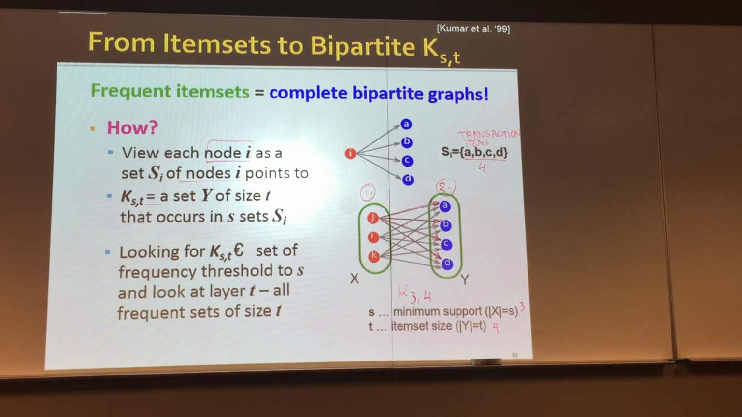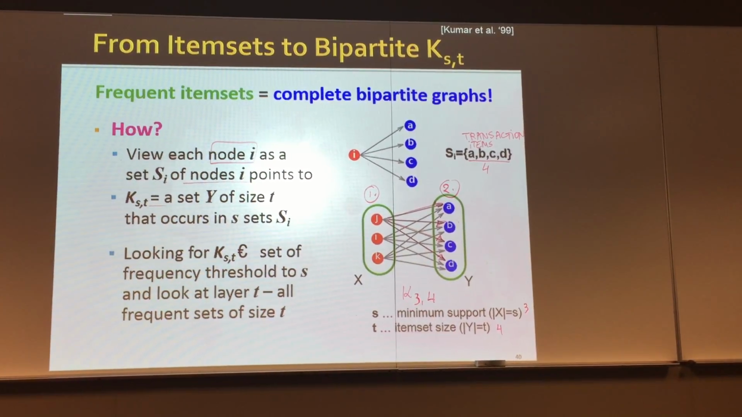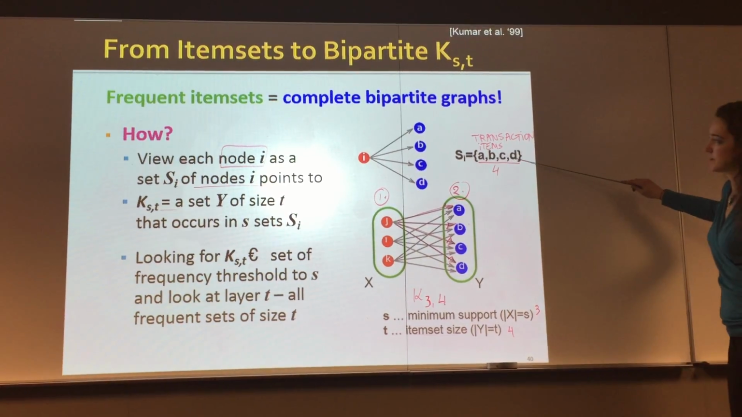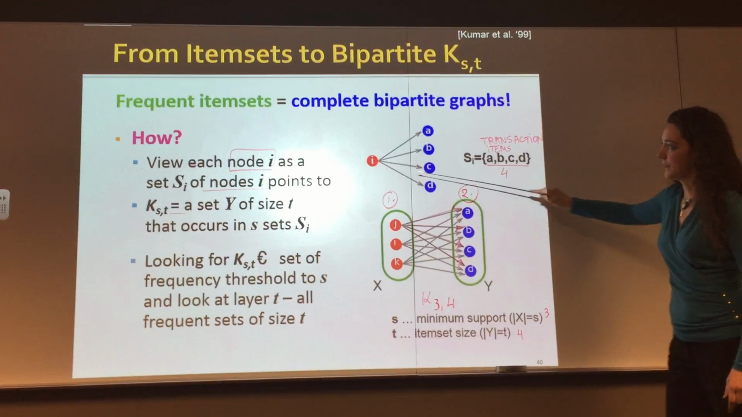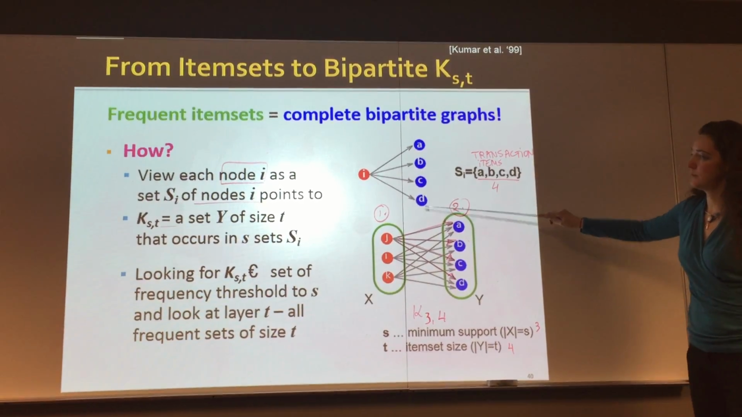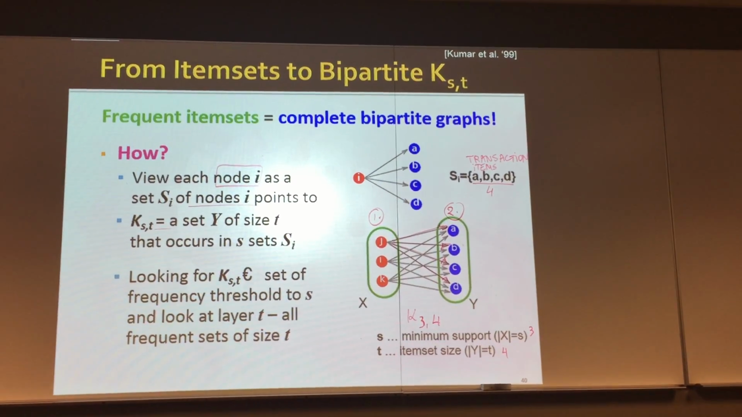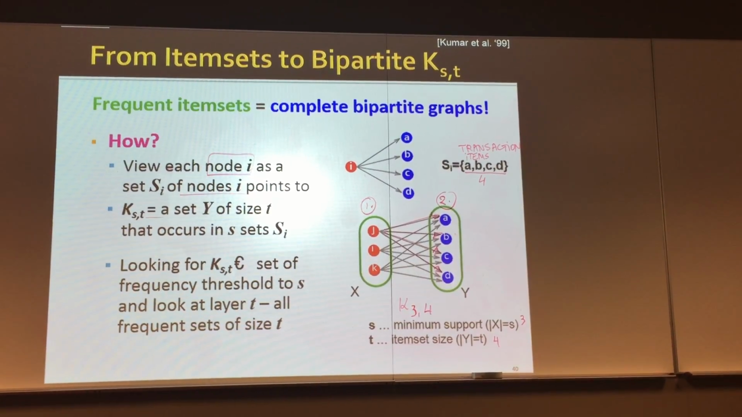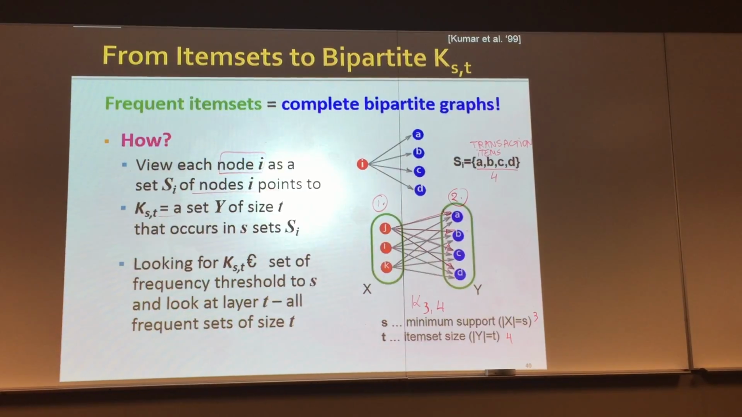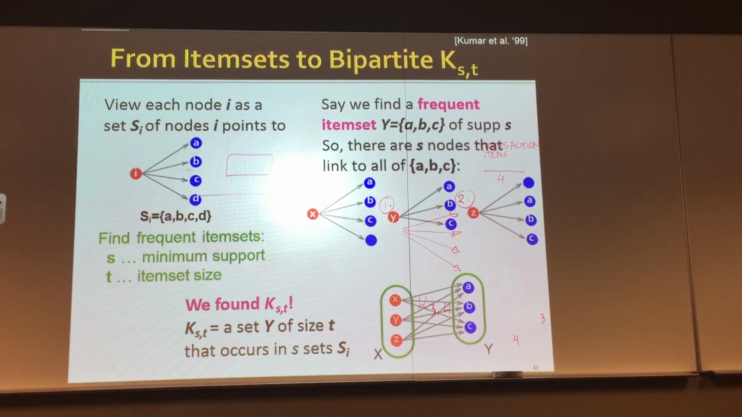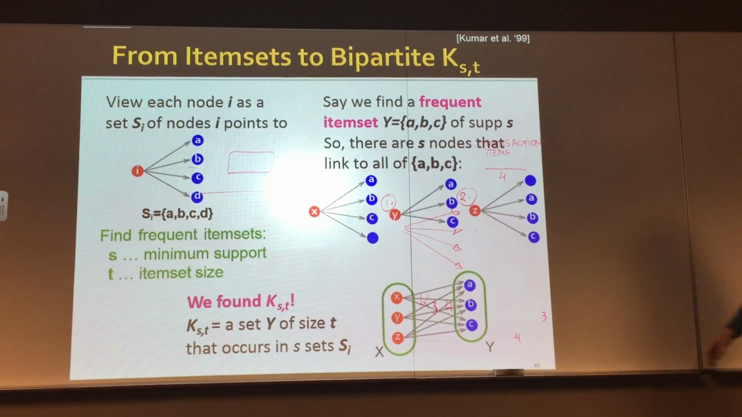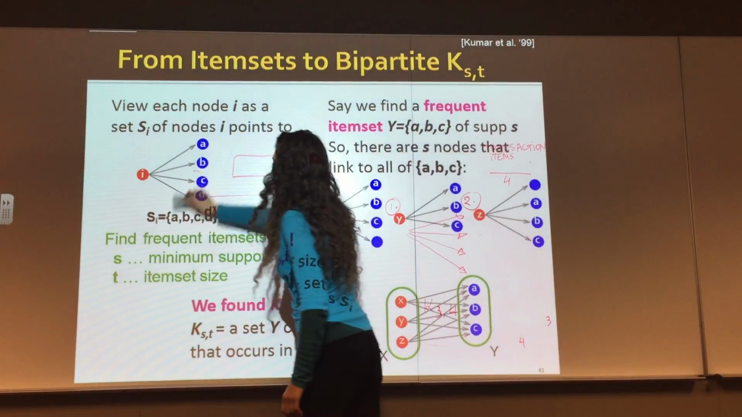So what are we going to do with the 3 nodes? For each of our nodes, we're going to create the item sets like that. So this node points to A, B, C, D. So we're going to create an item set. And then we will find which of those item sets are frequent. We want to find frequent item sets.